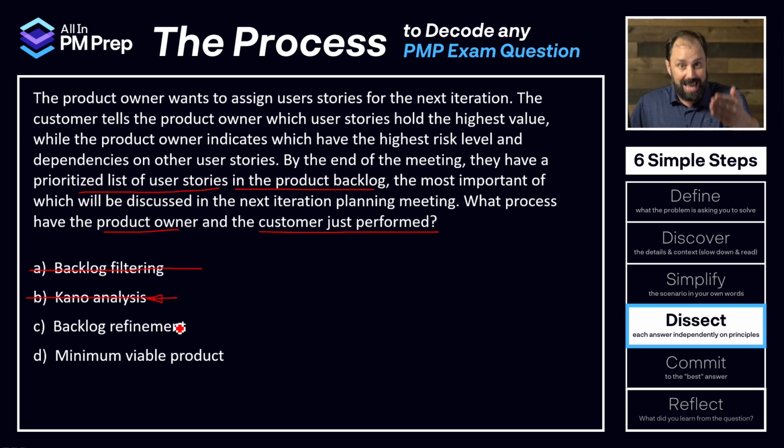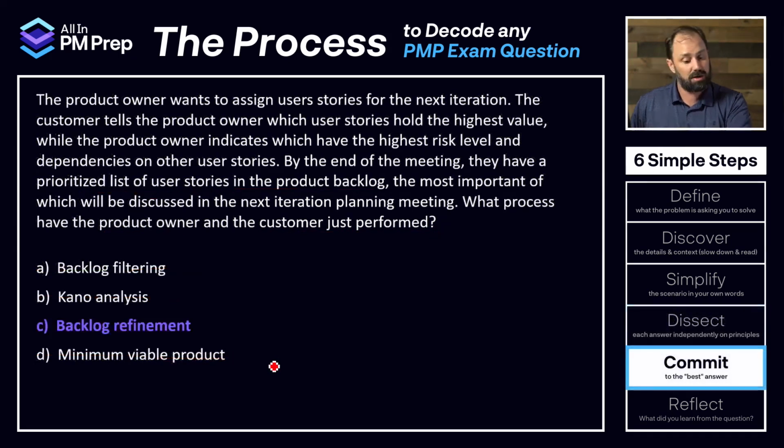Backlog refinement, yes, that's what we just did. Minimum viable product, that is a way to learn before we earn by creating a functional product that has the minimum features that we can learn and get feedback from the customer. So bang, we just got out of backlog refinement. That's the answer. Keep on going.